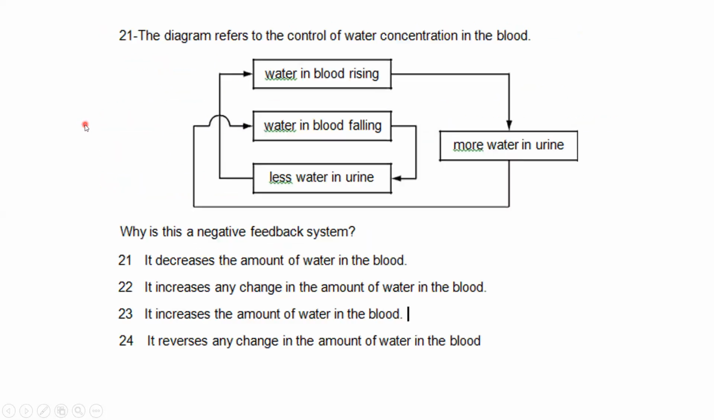Next question is, sir, about the negative feedback system. Just have a look and do mention in the comment section what can be the right answer. Okay, so there is more water in the urine. What will happen ultimately? Water in the blood is falling, then less urine will be produced, then water in the blood will be rising, more water in the urine again. So what is the right answer?